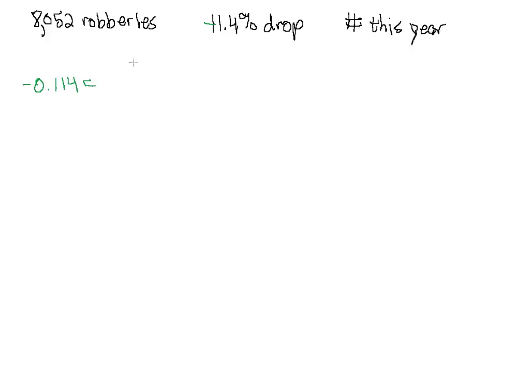And what's on the other side? Our percent of change equals our actual change divided by our original amount. Well, we don't know the final amount. That's actually what we want to solve for, the number of robberies reported this year. We do know the original amount, though. Last year, 8,052 robberies were reported. So we want to know the actual change. We're going to let x equal the actual change. That's what we need to solve for in order to find out the number of robberies this year.